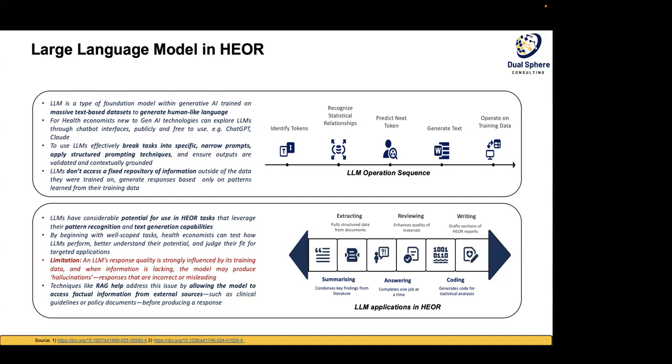Now, what are large language models? They are the foundational models within Gen AI. They are trained on massive text based data sets to generate human like language. The important thing is they are trained on massive data sets. A lot of companies nowadays have their own proprietary large language models. ChatGPT is a perfect example of a large language model.